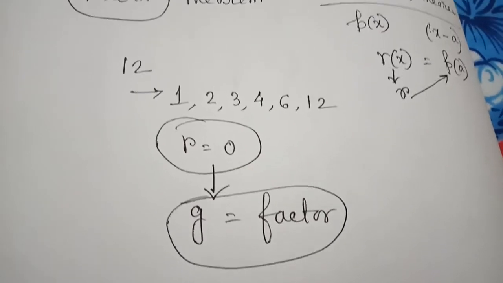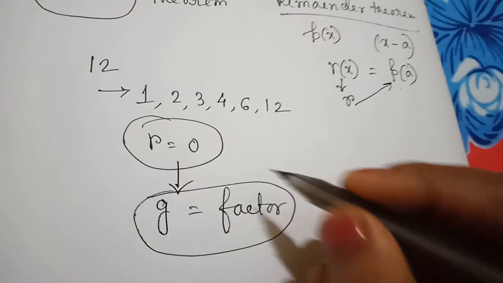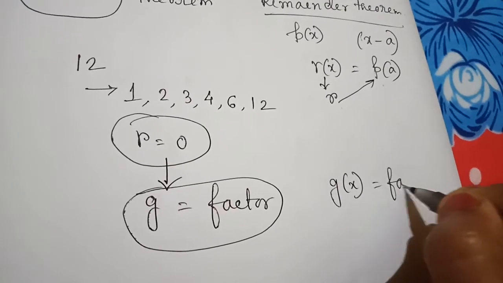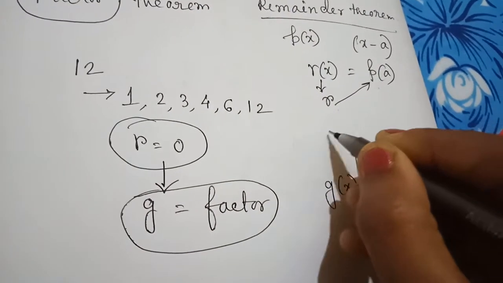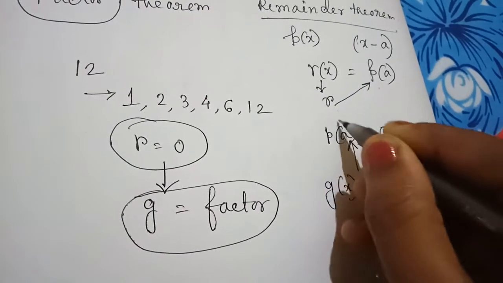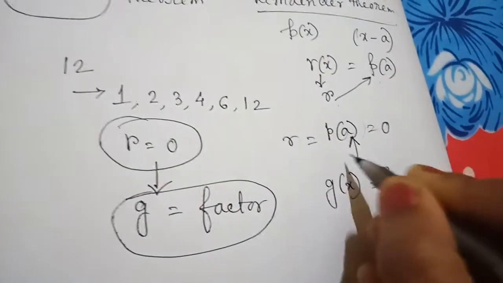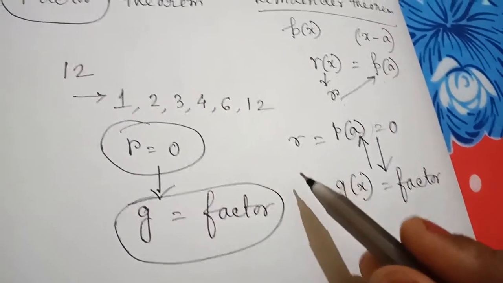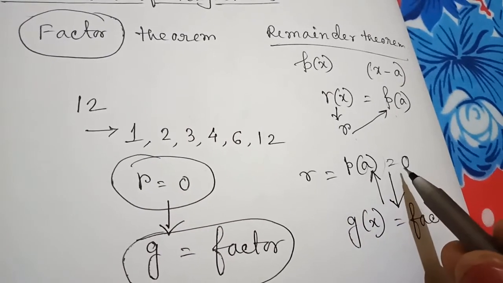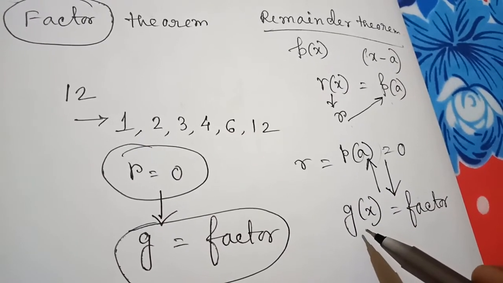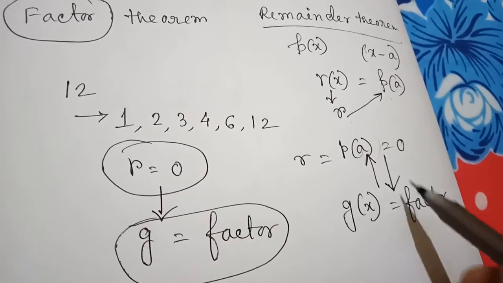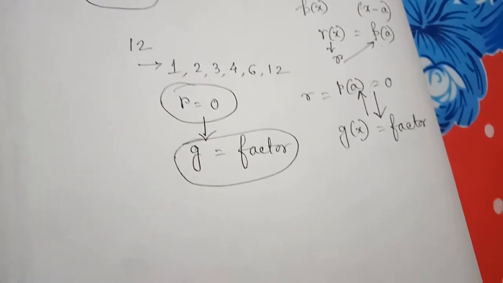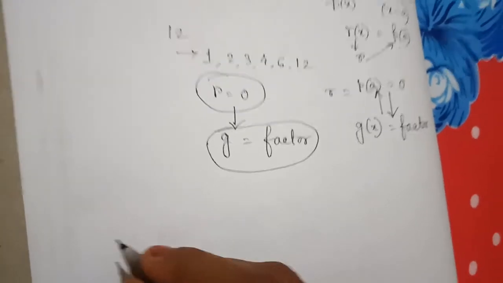Now for polynomials, as the remainder is p of a, for g of x to be a factor we need to have p of a equal to 0, because p of a is the remainder. So p of a must be 0 and vice versa. So r equals p of a must be equal to 0 for the divisor to be a factor. So this is a very simple concept. Now this concept leads us to the statement of the factor theorem.